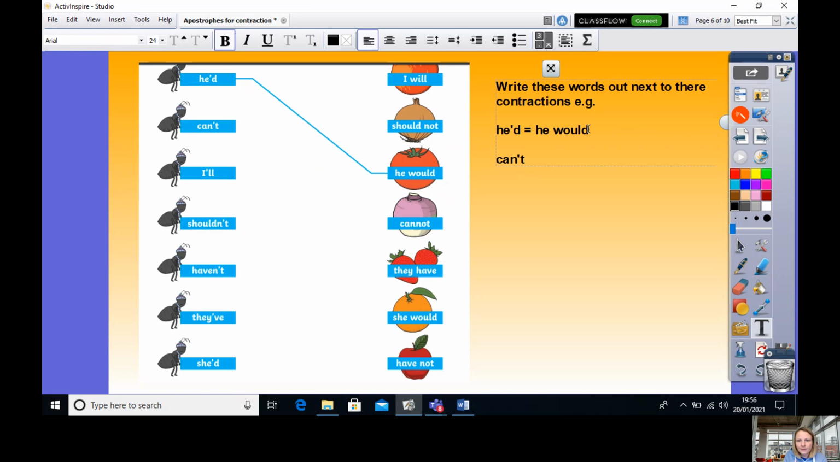So can't, before it was contracted, would have been... I will, no, should not, no. Cannot, yeah, I think so. Cannot has become can't because the N and the O have been taken away and the apostrophe has been put there. So pause the video now, fill that in on your sheet or write it in your book, and then come back to us when you're finished.